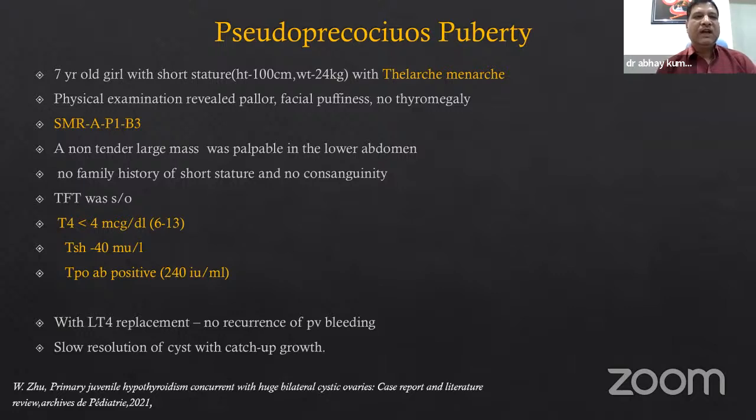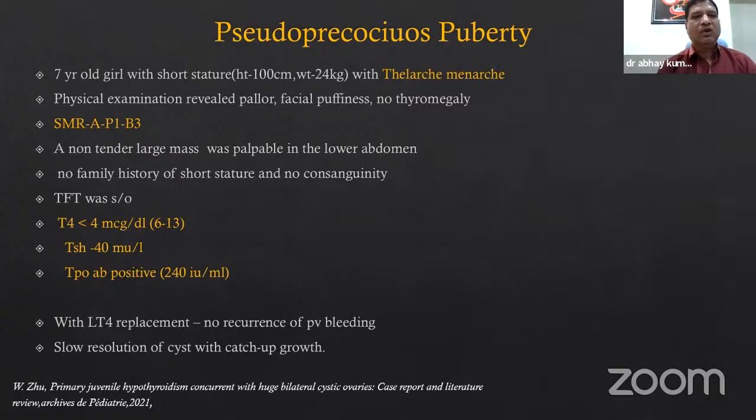If you see the thyroid profile, again T4 is less than 4, normally 6 to 13 micrograms per deciliter, and TSH is 40. TPO antibody is positive. Again, this is a case of primary hypothyroidism with precocious pseudopuberty, because we know primary hypothyroidism can sometimes cause a large ovarian cyst, and that is autonomous. One should start treatment, and probably the ovarian cyst comes down to normal, there will be no recurrent per vaginal bleeding, and the periods usually become normal.